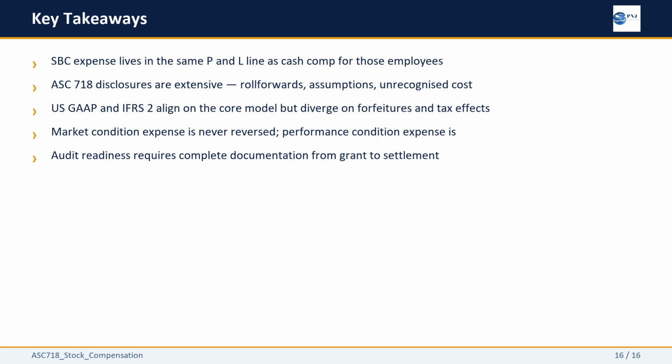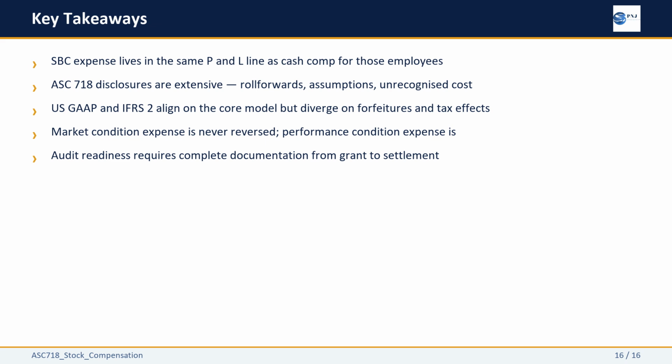Let us bring the series home with the final takeaways. SBC expense belongs in the same income statement line as the cash compensation of the employees who received those awards, not in a standalone line. ASC 718 disclosures are among the most extensive in US GAAP. Plan descriptions, fair value assumptions, roll forwards, intrinsic values, and unrecognized compensation cost all belong in the footnotes.